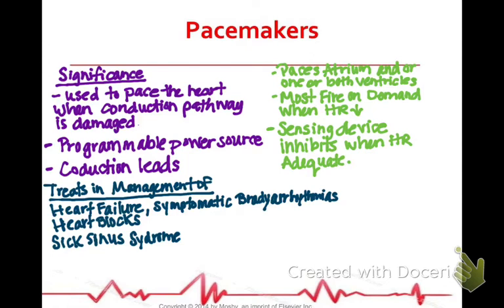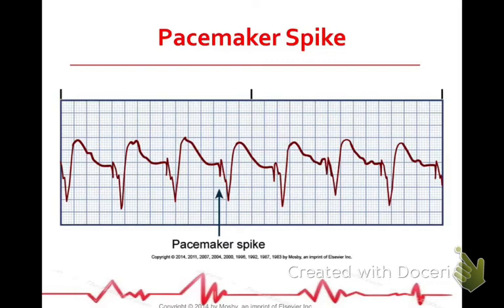So I've got a picture here of a pacemaker spike. What type of capture is this? Right, the spike is on the ventricle, right? See how the spike is right before the QRS? So it's a ventricular capture. See those spikes before every QRS.